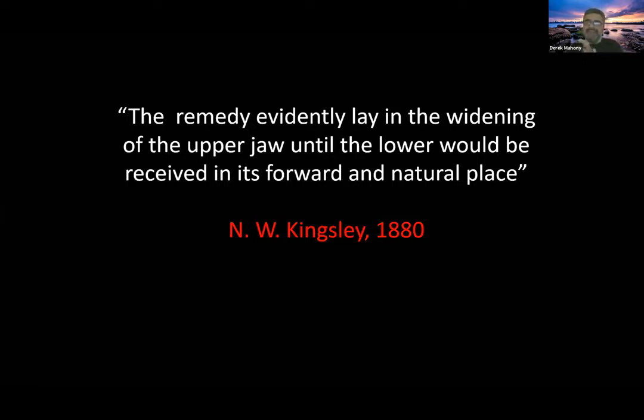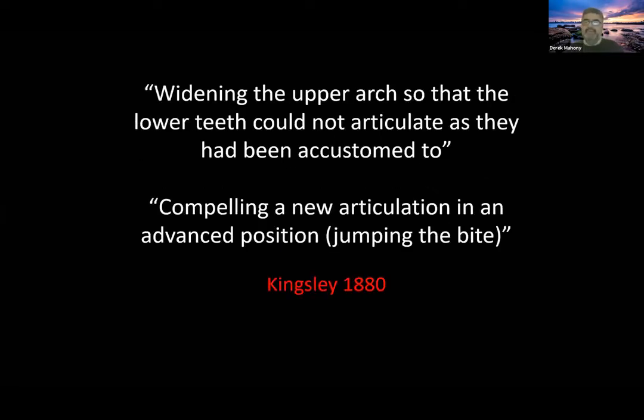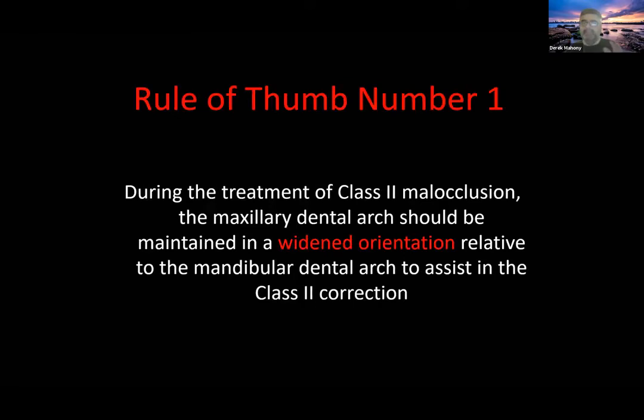So he said in 1880, the remedy in the lower jaw problem lay in widening of the upper jaw, so that the lower jaw could be put forward in its natural place, right? And he talked again about what Fishberg Suttonley had been talking about, which is disarticulation, so that the teeth can't be in the same accustomed position they've been used to, right? And then he proposed a new argument to advance the mandible, and he called this jumping the bite, right?